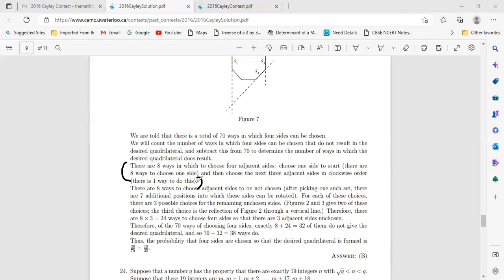So they're saying that there are 8 ways to choose one of the sides. You have to choose one side to start, and then there are the next 3 sides remaining you have to choose from, and you have to choose 4 in total. Like you have to choose one of the adjacent sides. Alright.